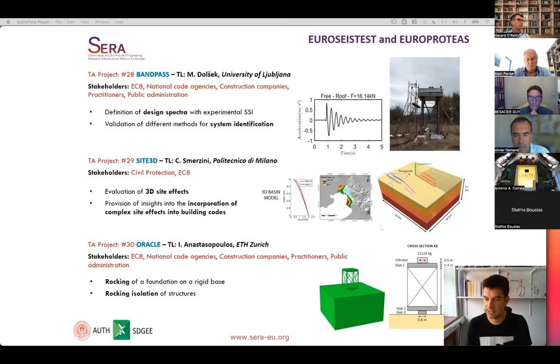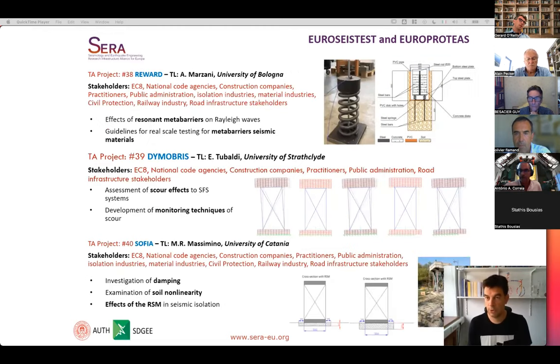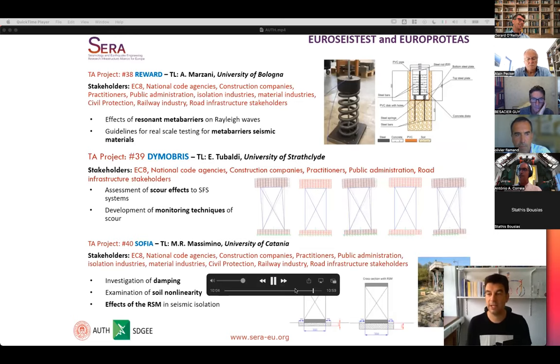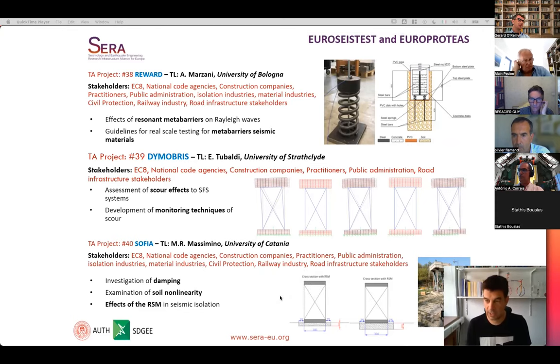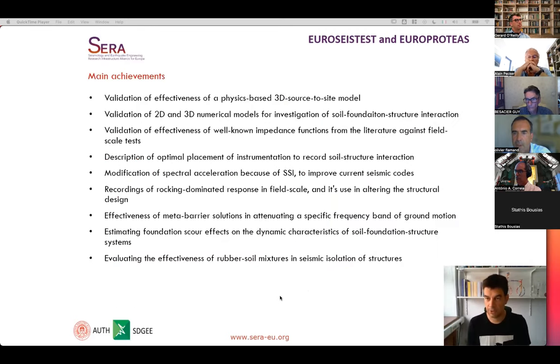Other tests were targeted towards the definition of the design spectra, including soil structure interaction, or to study 3D site effects, incorporating complex site effects into building codes, study rocking foundations and rocking isolation of structures, or even study the effect of metabarriers in filtering the incoming wave motions, studying scour effects to soil structure interaction systems, or study damping, soil non-linearities or the effect of the gravel-rubber mixtures in what we call the geotechnical seismic isolation.